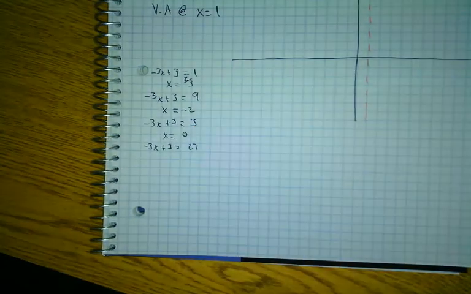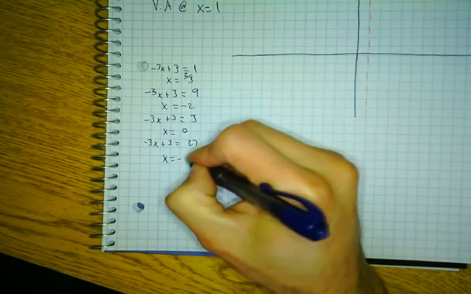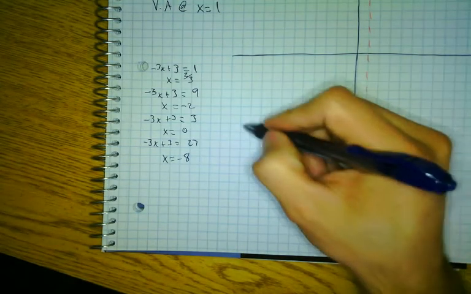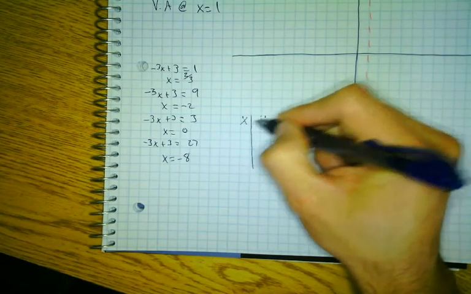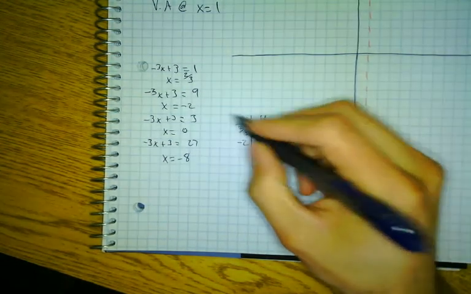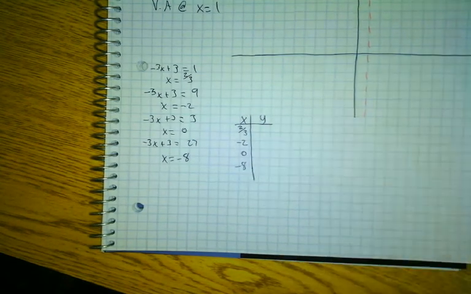X equals 0. Also relatively nice, right? What about the last one? Negative 3x plus 3 equals to 27. X equals negative 8, right? Cool. Any questions so far? Here's what you literally found, guys. You found the x values that you're going to plug into this function to successfully graph it. Okay? So you're going to make a table with the values that you just found. So x. You're going to try 2/3 if you want to, negative 2, what was the other one? 0, and what was the other one? Negative 8.